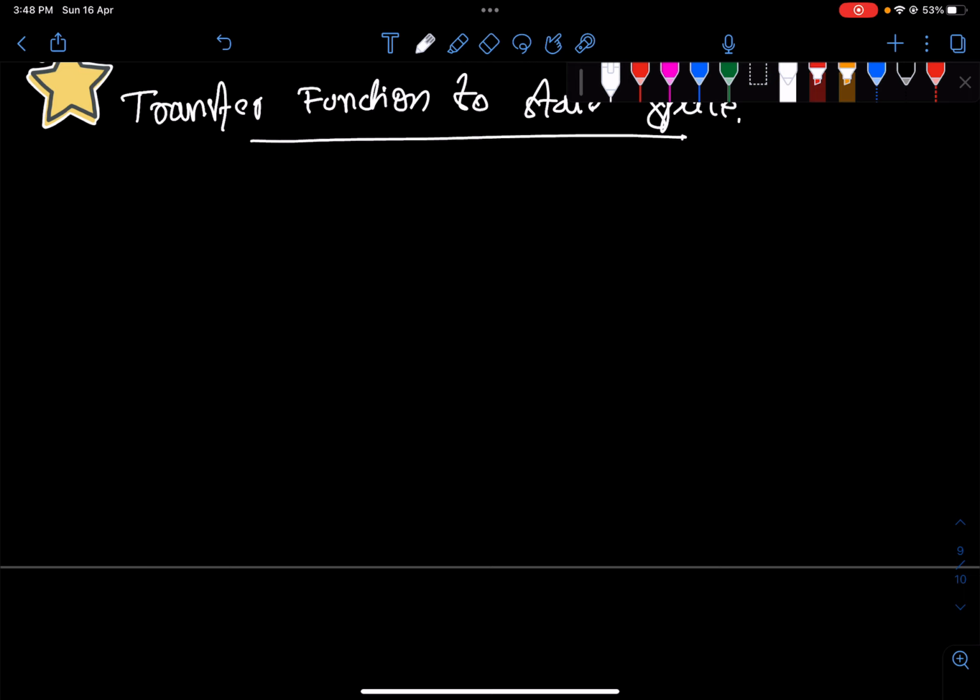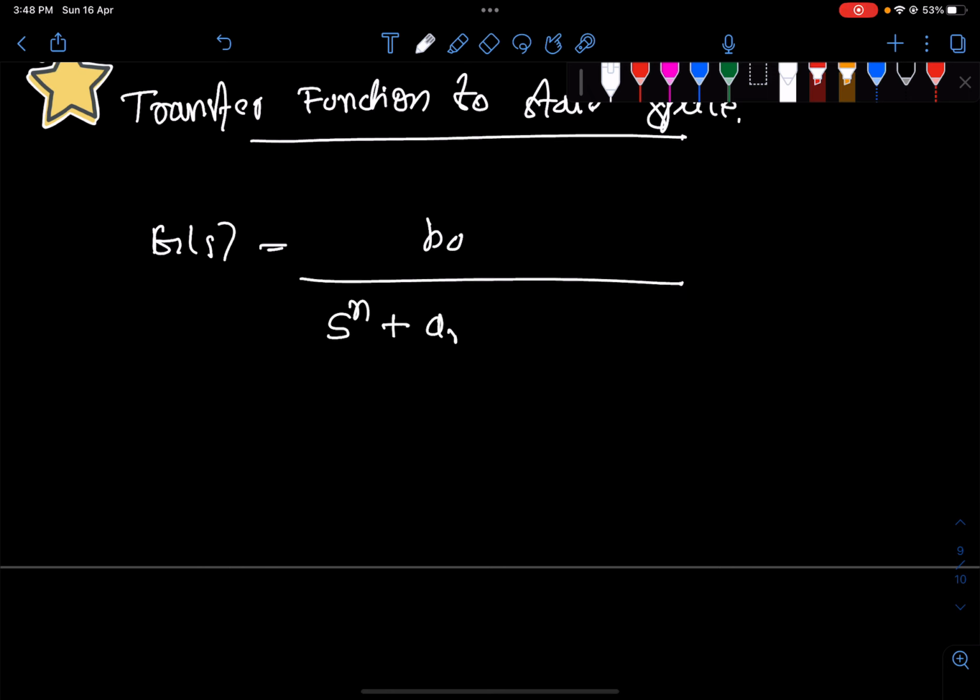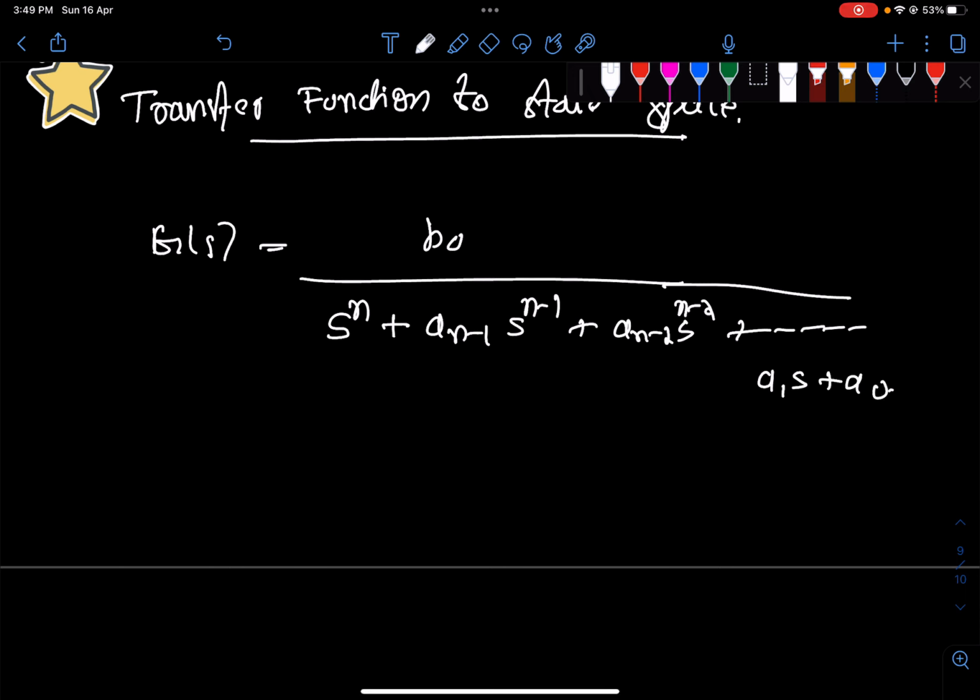Just wait, give me some time. So if your transfer function G of s is of the form b0 over s to the power n plus a(n-1) s to the power n minus 1 plus a(n-2) s to the power n minus 2, goes like this, at last a1 s plus a0. Suppose this is our transfer function, and normally the transfer function is what? Output by input, right?